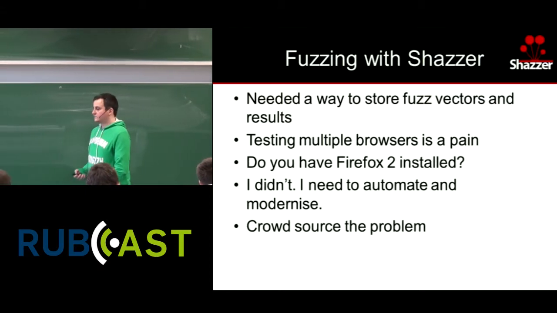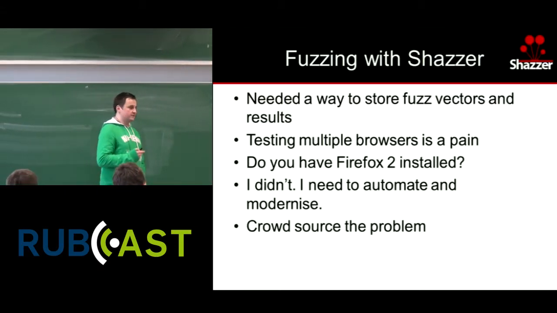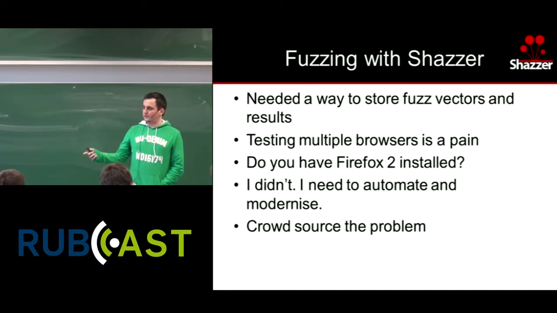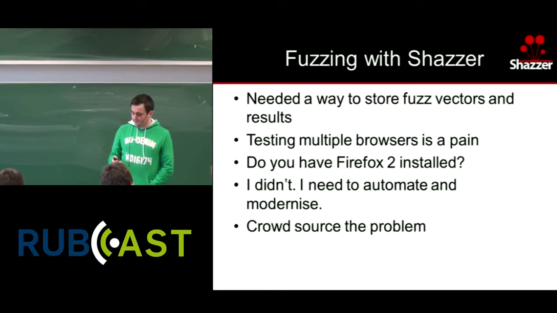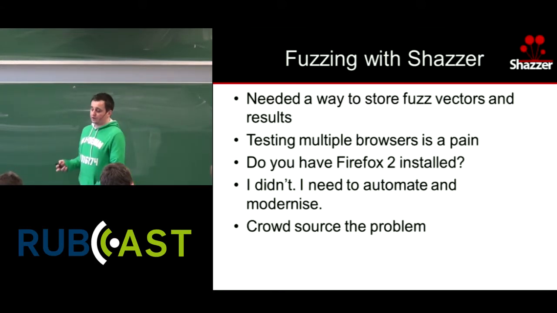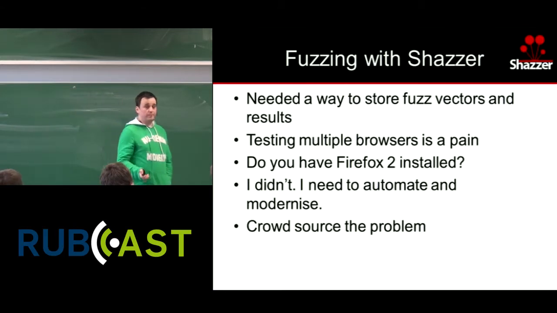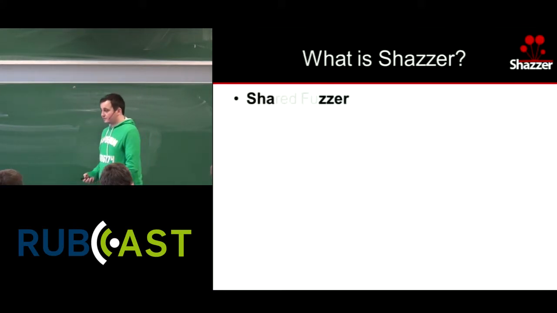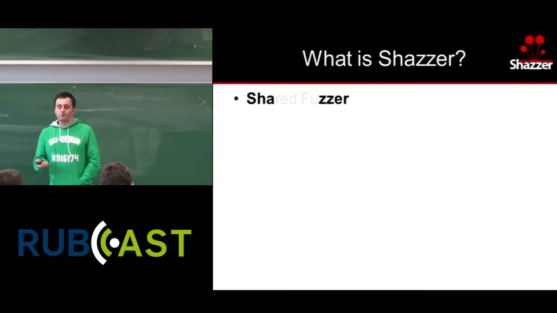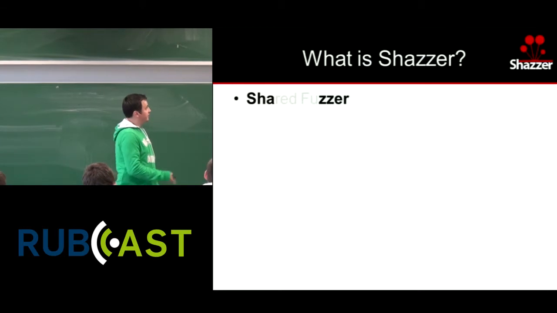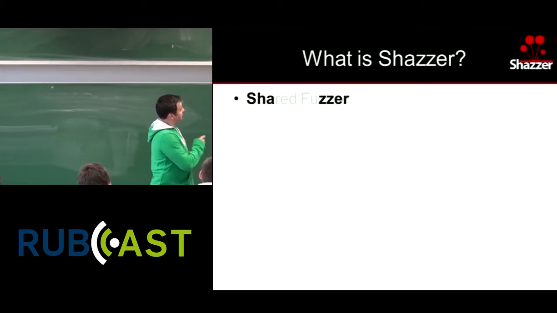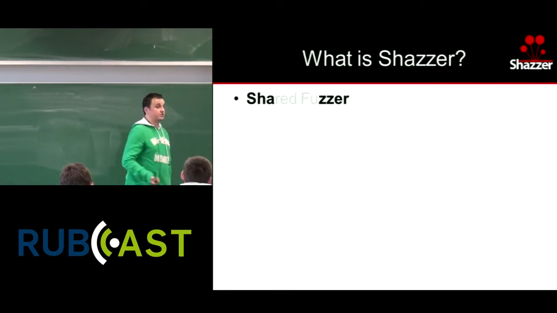Crowdsource it. So I don't want to do that myself. Let's get you to do it, to run your code and generate something. Why do everything on your own when the whole internet's out there that can share the problem with you? So what does Shazzer mean? Basically, I put shared and fuzzer together and got rid of the other characters, and it created Shazzer.